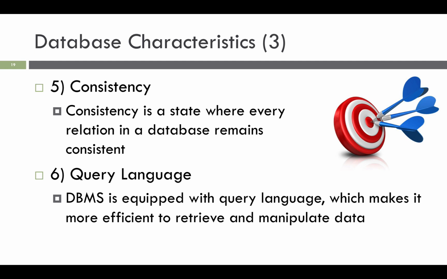Consistency is a state where every relation in a database remains consistent. There exist methods and techniques which can detect attempts of leaving the database in an inconsistent state. DBMS can provide greater consistency as compared to earlier forms of data storing applications. Also, DBMS is equipped with a query language, which makes it more efficient to retrieve and manipulate the data.